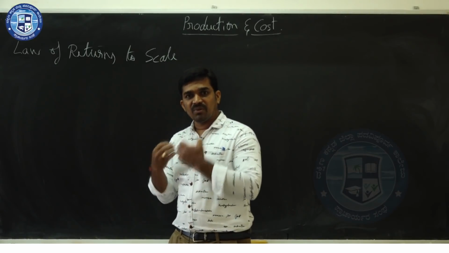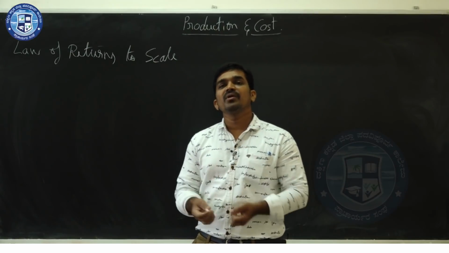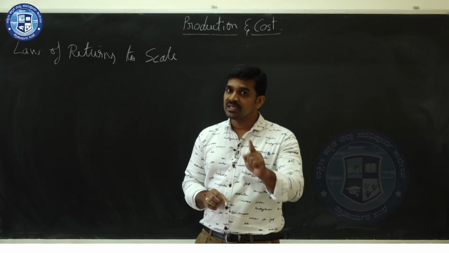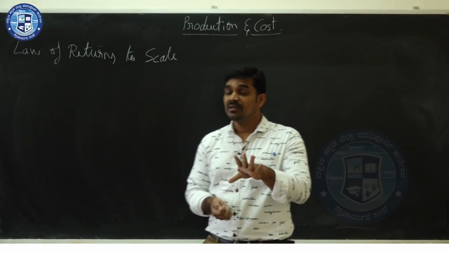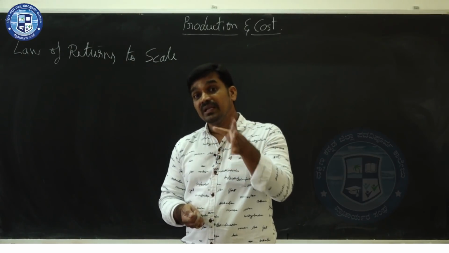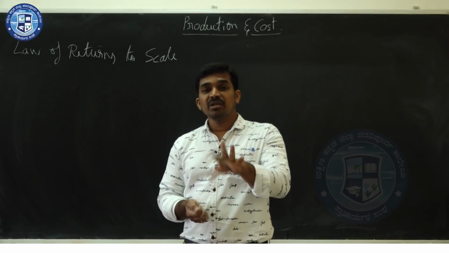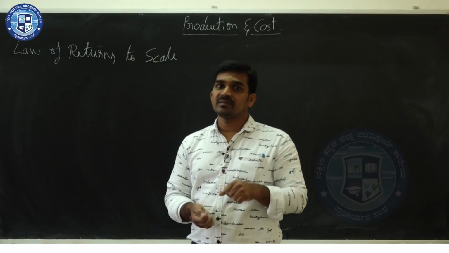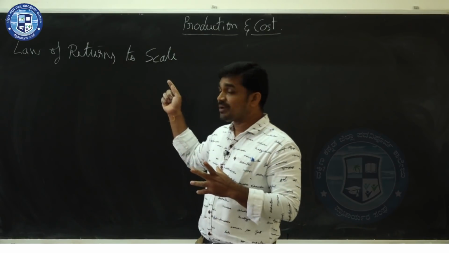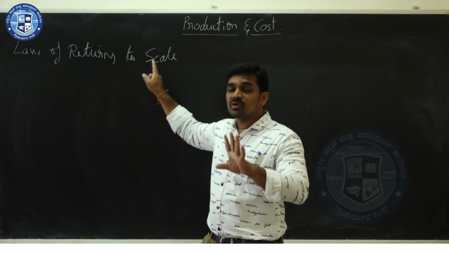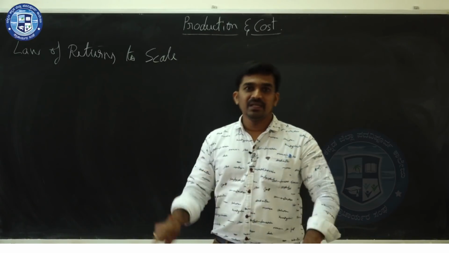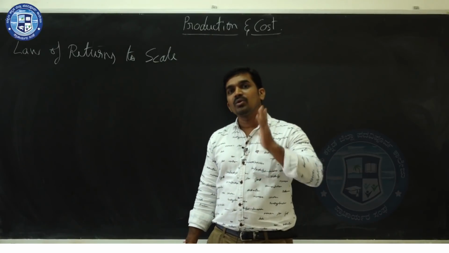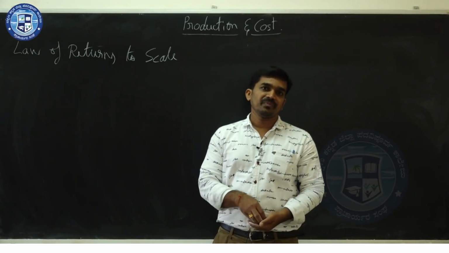Increasing these variable factors, the total product continuously increases. But remember, in the short run, total product increases, but after a certain point, total product starts falling. But in the case of return to scale, here total product is continuously increasing throughout the operation of the firm.